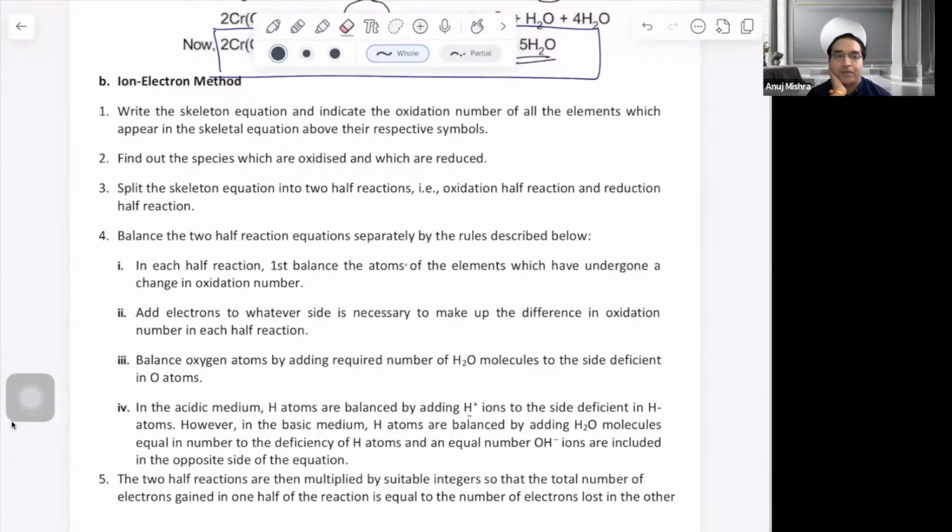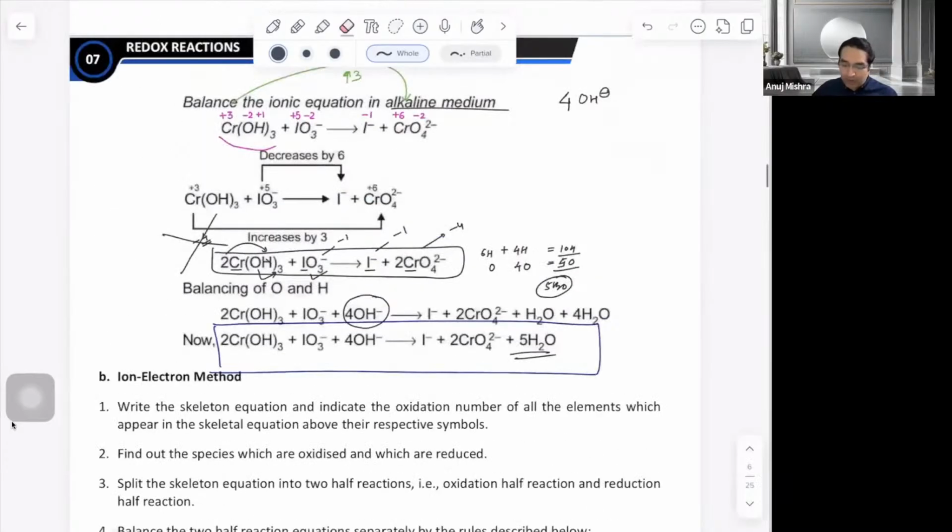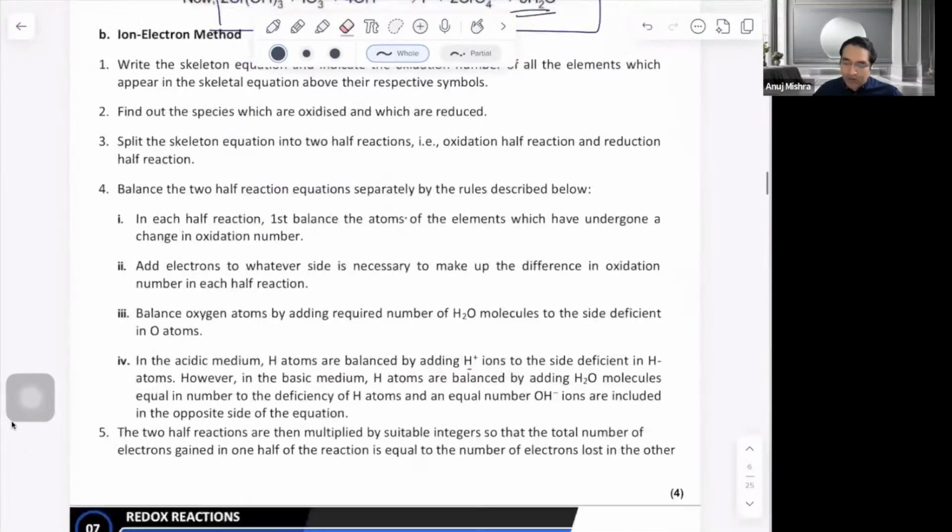That is step number 2. So that's why I said, whenever you're writing any equation, please take care of this part. Fine. Third point. Split the skeleton equation into 2 halves, oxidation half and reduction half. For example, if you talk about the Cr(OH)3 example, which portion is oxidized? Cr(OH)3 is getting oxidized. IO3- is getting reduced. So write individually both of them.